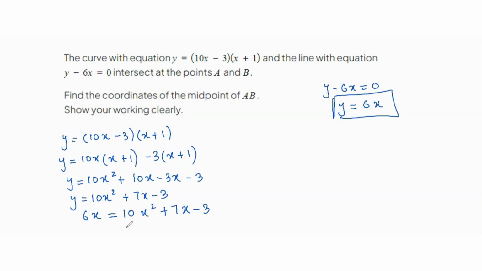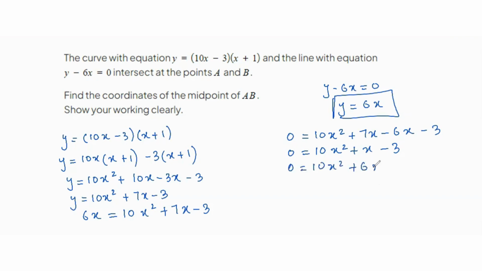So now you bring 6x to the other side. So that's going to be 0 equals 10x squared plus 7x minus 6x minus 3, which is 10x squared plus x minus 3. Now we know that 10 times 3 is 30, and factors of 30 are 3 times 10, 5 times 6, 15 times 2, and 30 times 1. If we subtract 5 from 6, that gives us 1, so we can replace x with plus 6x minus 5x, and minus 3 comes as it is.